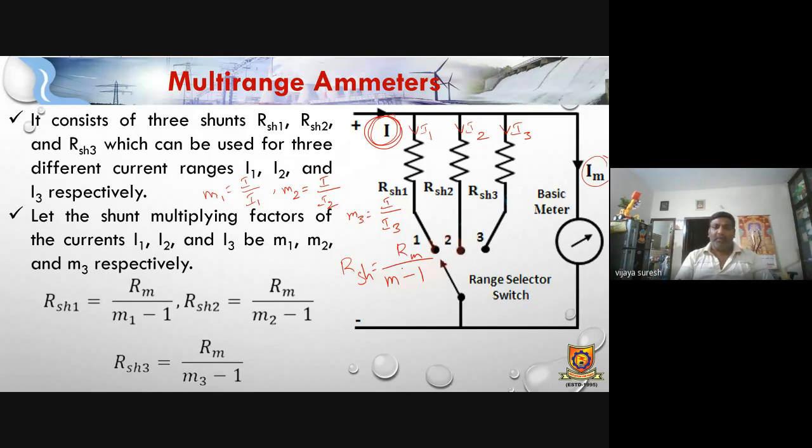So the same formula, RSH equal to Rm divided by M minus 1. Here, if you are using RSH1, then Rm divided by M1 minus 1. So see this: RSH1 uses M1, RSH2 uses M2, and RSH3 uses M3. The formula remains the same.